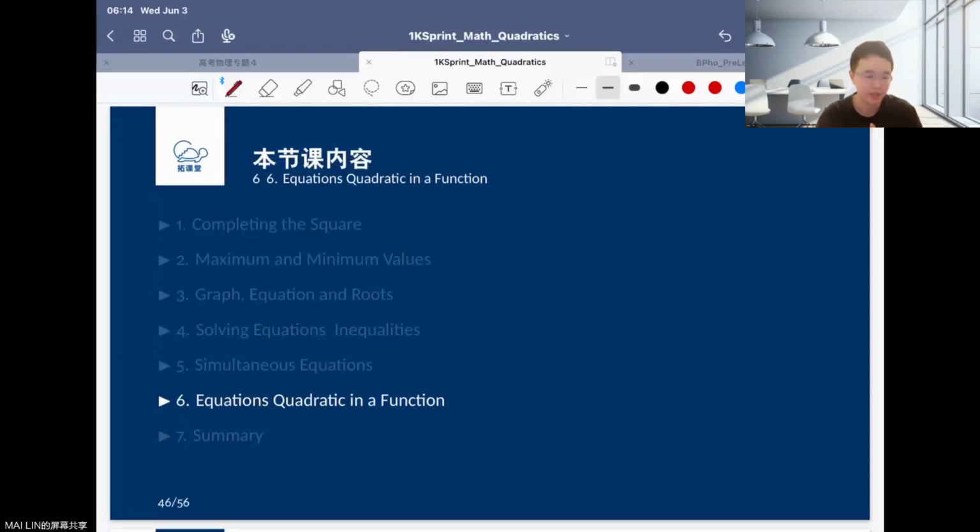Okay, hello guys. Today we are talking about quadratic equations in a function. Okay, so let's move into the first slide about it.